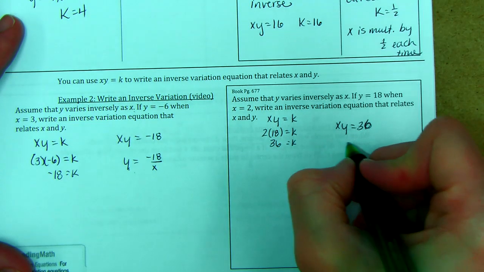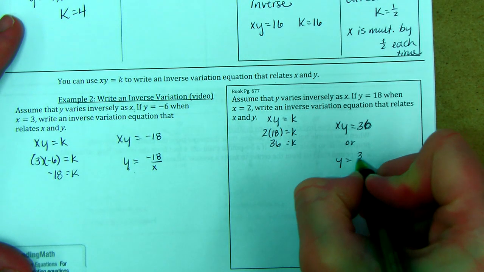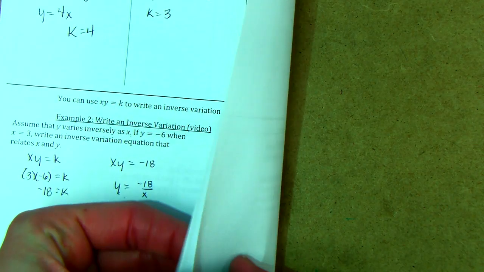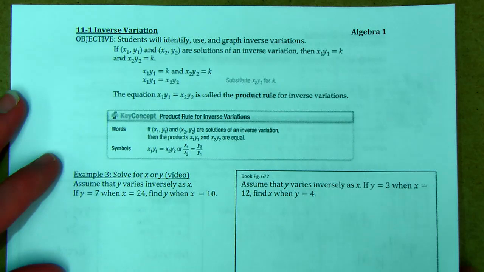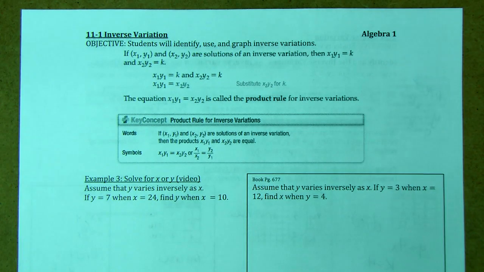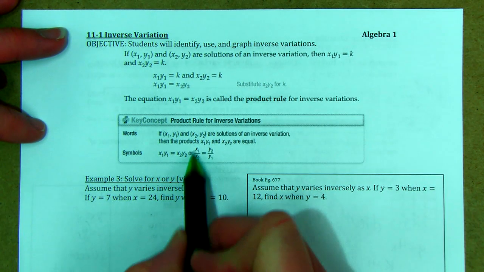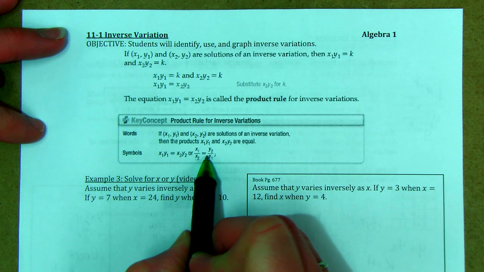Okay, moving on. Back to that first page of notes. If we are given that they vary inversely and they give a set, then I can find a missing measurement with the product rule. Now, they show this as that, and I think this one's much easier. If y is 7 when x is 24, find y when x is 10.